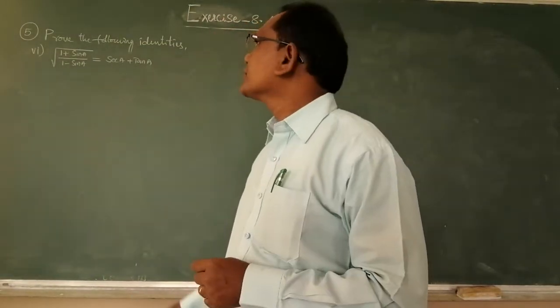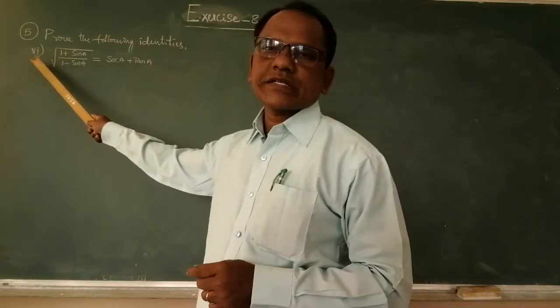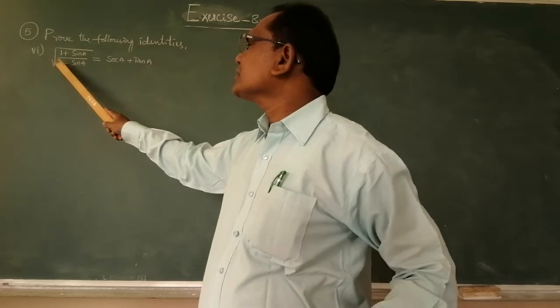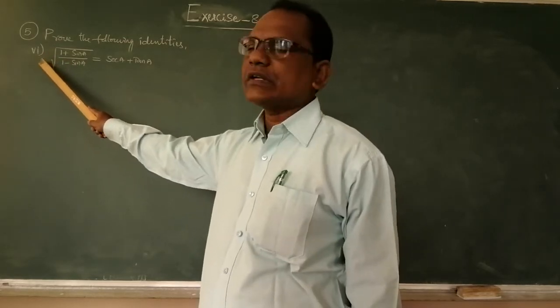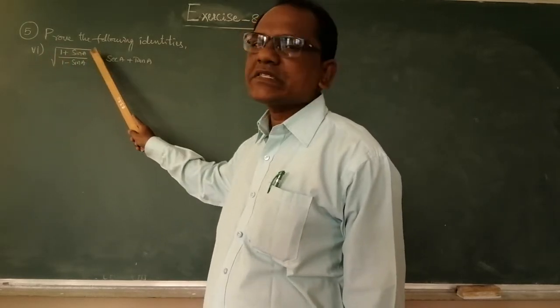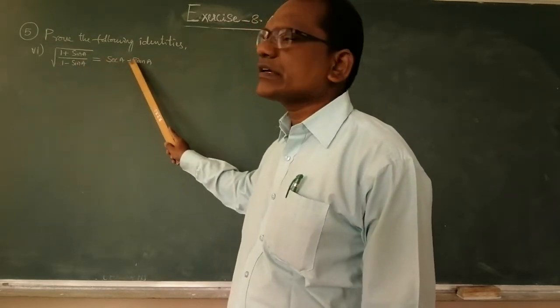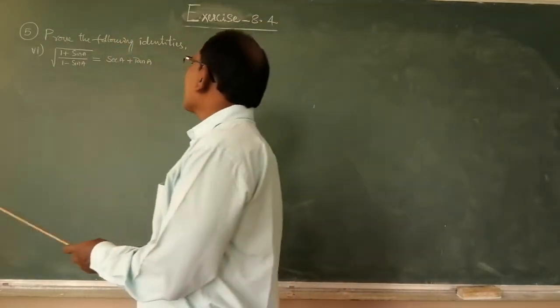Exercise 8.4, fifth main, sixth sum. Today we are going to continue. Prove the following identities. The first one: square root of (1 plus sin a by 1 minus sin a) equals secant a plus tan a. So how to prove this one?